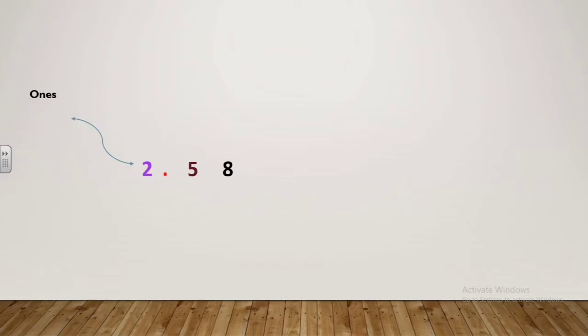But before the decimal point, the first digit is called tens, okay? And you will see that it ends with th, so don't forget. Then the next digit is called hundredths, okay? So when we have a decimal point, the digit after it is called ones, but before it, the first one is tens, the second one hundredths, okay?